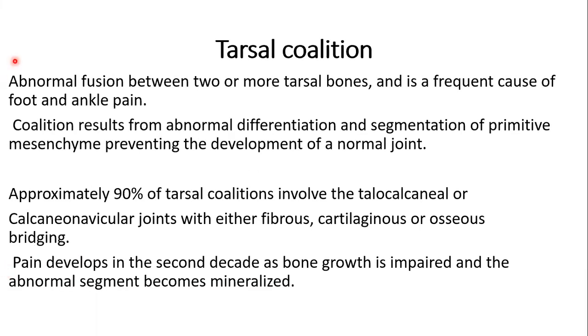Tarsal coalition. Abnormal fusion between two or more tarsal bones is a frequent cause of foot and ankle pain. Coalition results from abnormal differentiation and segmentation of primitive mesenchyme, preventing the development of a normal joint. Approximately 90% of tarsal coalitions involve the talocalcaneal or calcaneonavicular joints with either fibrous, cartilaginous, or osseous bridging. Pain develops in the second decade as bone growth is impaired and the abnormal segment becomes mineralized.